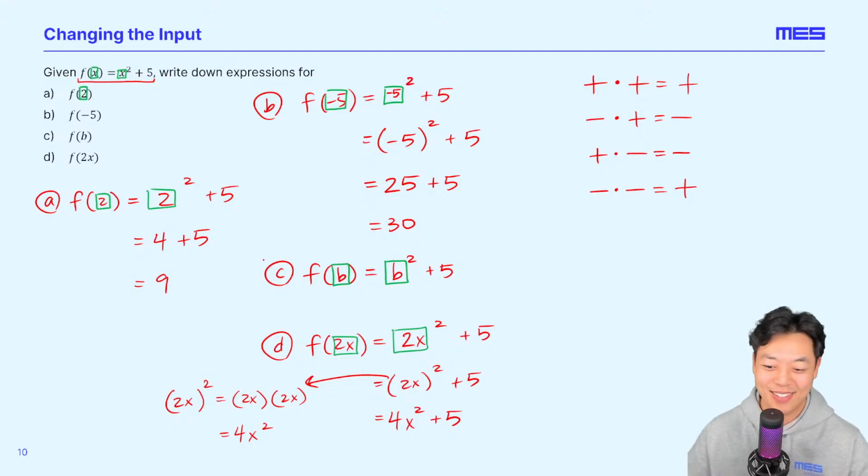Appreciate it. All right, so we got 4x squared plus 5. Oh, back to the formulas. You have to memorize over 120 formulas throughout your high school career. Now, some of you may think, wow, that's a lot.